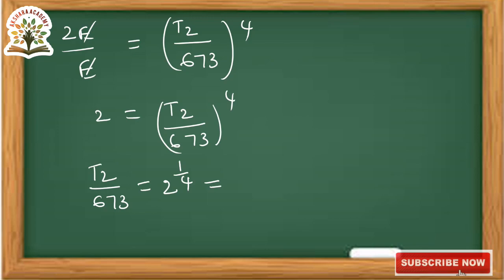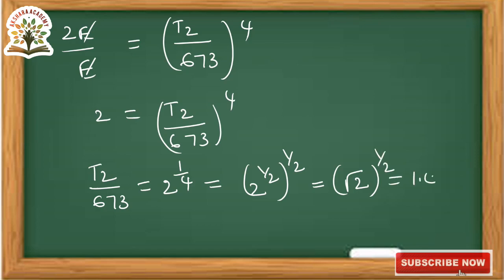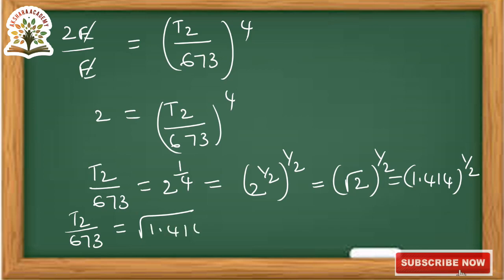That is equal to, this can be written as 2 to the power of 1 by 2 into 1 by 2. That is, 2 to the power of 1 by 2, called root 2, whole to the power of 1 by 2. Root 2 value is 1.414 whole to the power of 1 by 2. So it becomes T2 by 673 is equal to root of 1.414. Now we are taking cross multiplication.